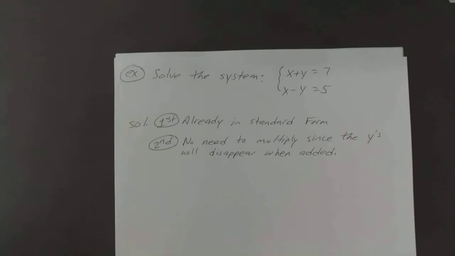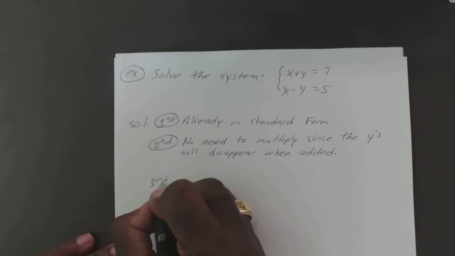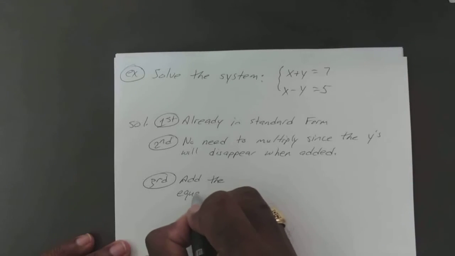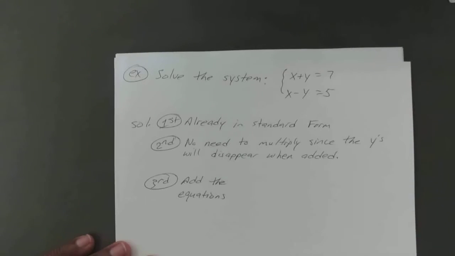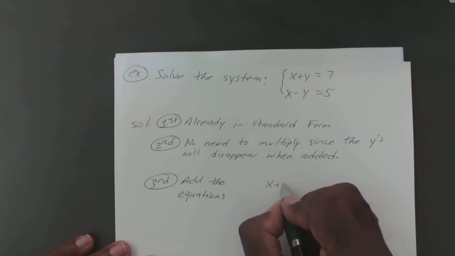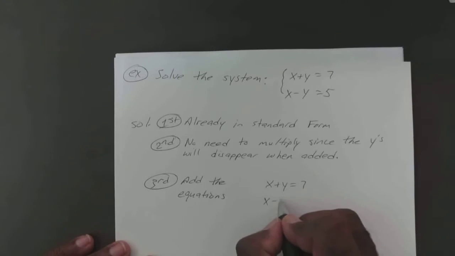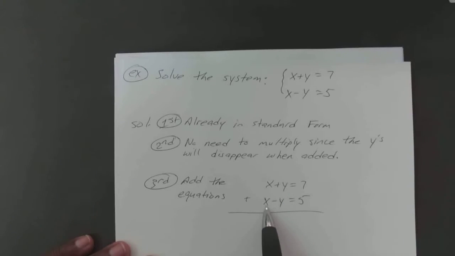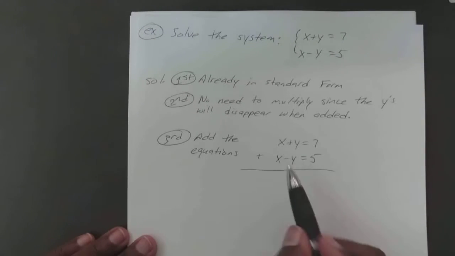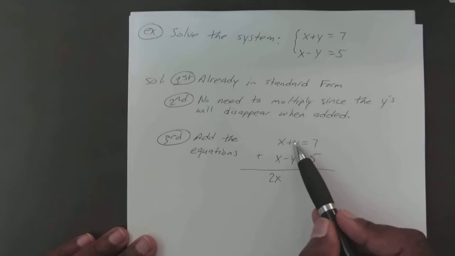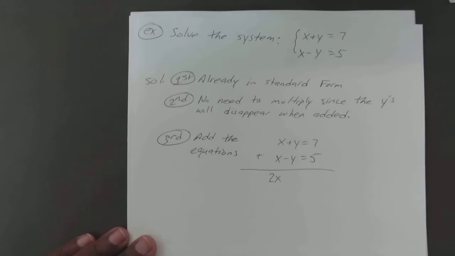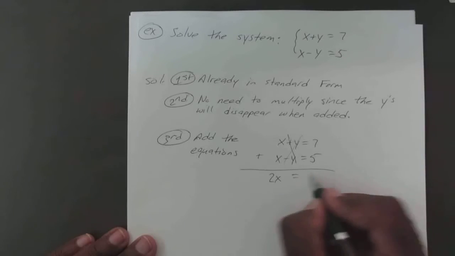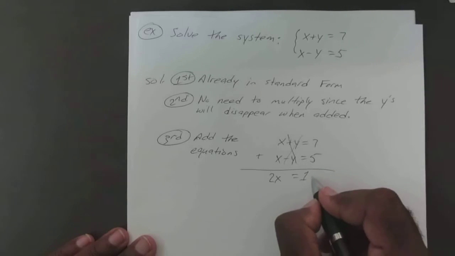Okay. Now your third step, you're just going to add the two equations together. If you line them up one on top of the other, x plus y equals 7, x minus y equals 5, just go ahead and add them together. You have your x plus x, which is 2x. Negative y plus y is 0. So just what we wanted, one of the variables disappeared. Equals 7 plus 5 equals 12.